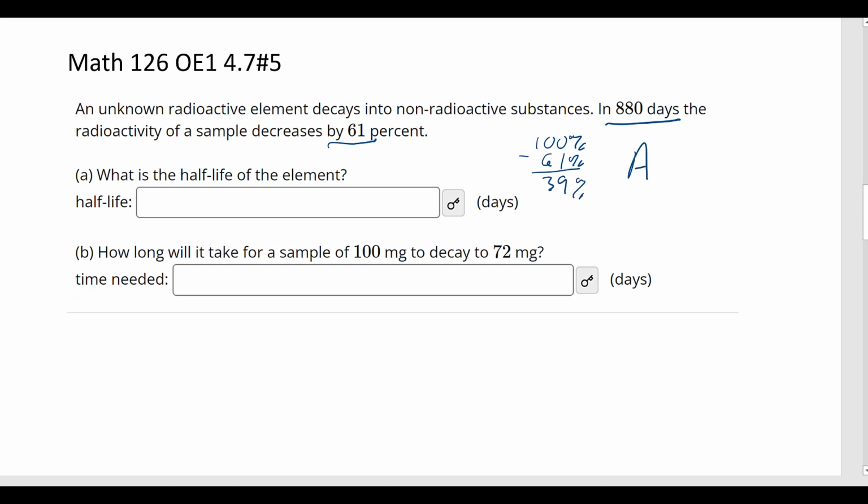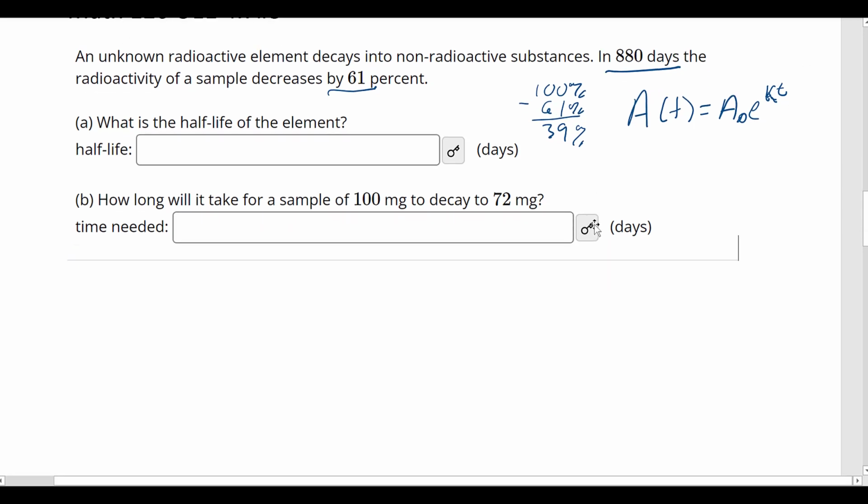So we're going to go with the formula. The amount at time t is the initial amount times e to the kt. By the way, there's many ways of doing this. This is how we're doing it from this book. So let's first start off with this 39% figure. So we say 0.39 of the initial amount is the initial amount times e to the k times 880.